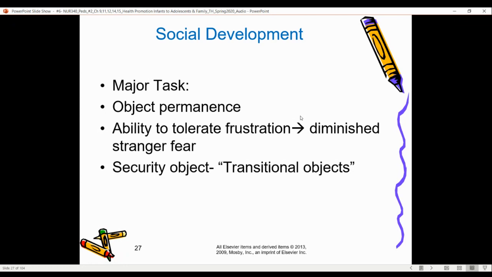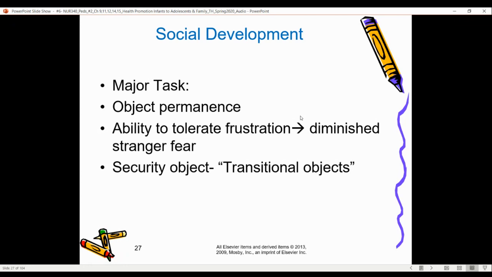They have now developed object permanence, so at 18 months, object permanence. They can tolerate frustrations. They have diminished stranger danger at this point now. They don't usually have a problem being separated or going up to strangers. We need to teach stranger danger at this age because of that.